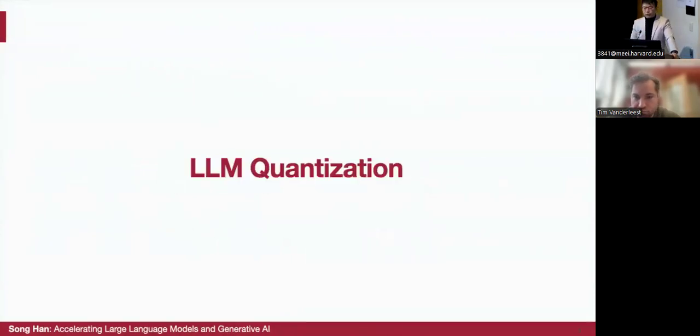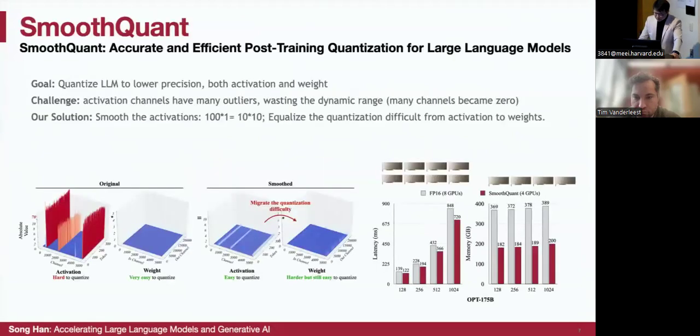So let's start with LLM quantization, how to accelerate large language models. Quantization is a good technique, but we find large language models contain a lot of outliers, making quantization very difficult. So we propose a mathematical equivalent transformation so that we can push the quantization difficulty between the activation and the weights. So previously we needed 8 GPUs to serve this model, now we need only 4 GPUs. So that saves a lot of compute cost.